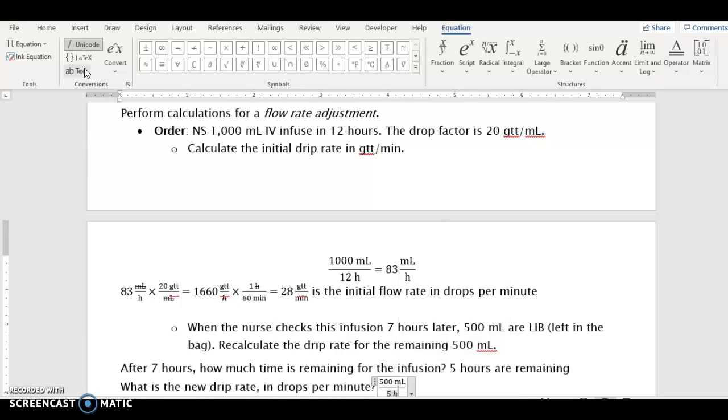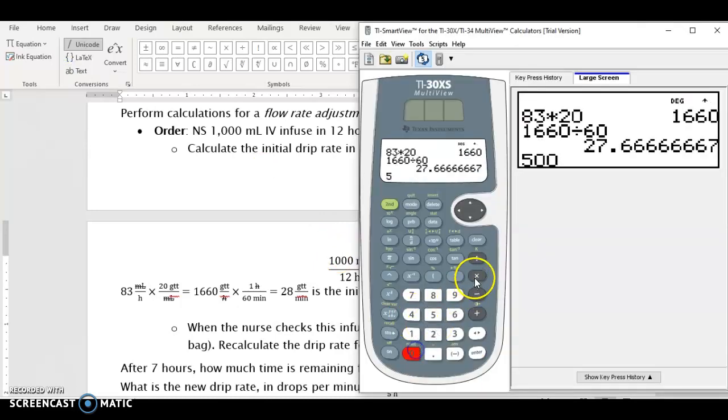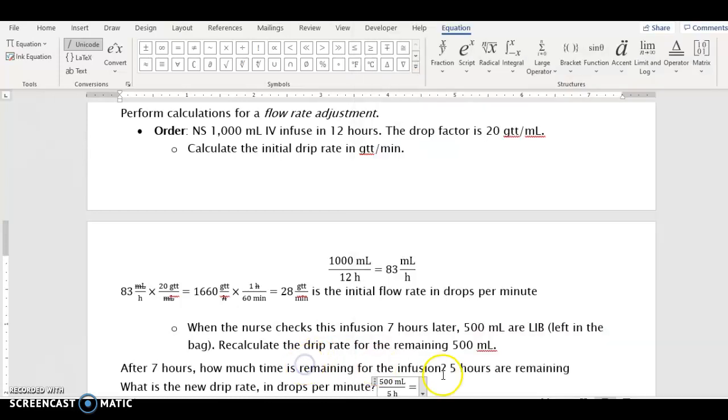You can do a quick mental calculation, or put that in your calculator. So 500 divided by 5 is 100. So that's equal to 100 milliliters per hour, which will be the new flow rate.